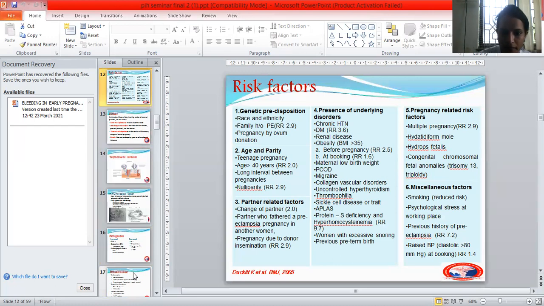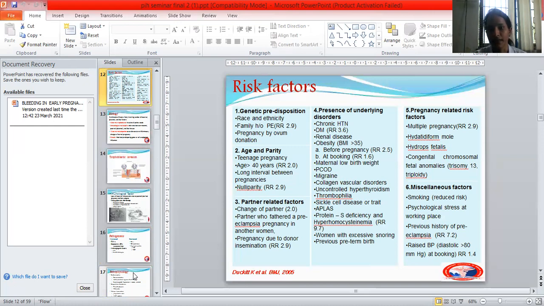And partner related factors: when there is a change of partner between two pregnancies, or a partner who fathered a preeclamptic pregnancy in another woman, or when there are artificial conceptions like intrauterine insemination or in vitro fertilization, then it becomes a risk factor for developing hypertension in pregnancy.